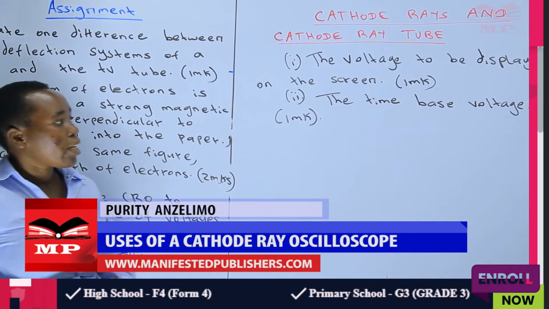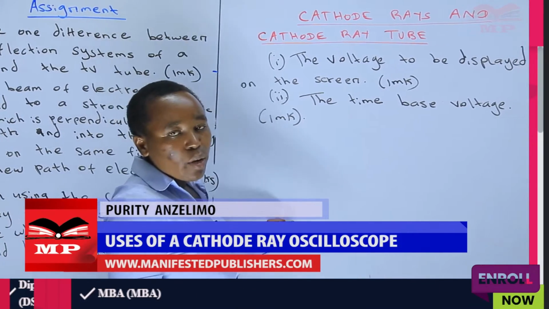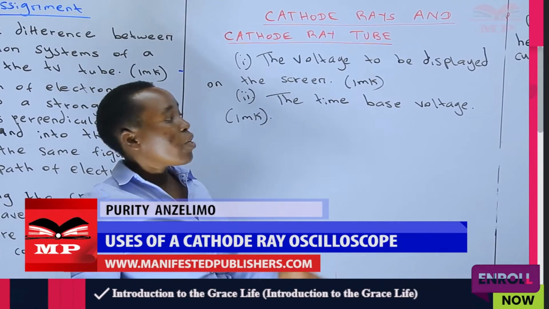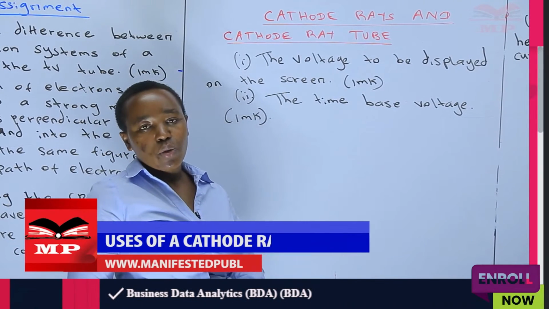And during the next lesson, we'll now look at the numerical calculations involving the cathode ray oscilloscope. Thank you.